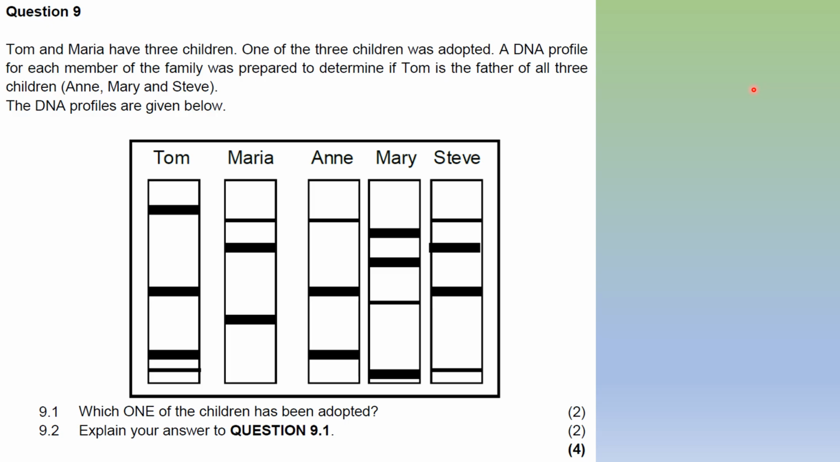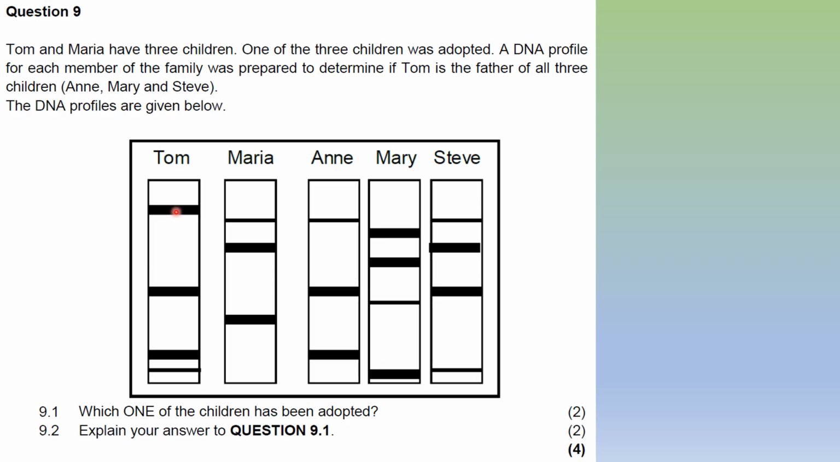Second application question. So we have Tom and Maria, and they have 3 children. One of these 3 children is adopted, and they want to see which one is adopted. Remember, with the parents, it is a combination of the genetic material that is passed on to their children. So their children, Anne, Mary, and Steve, have to have a combination of both Tom and Maria.